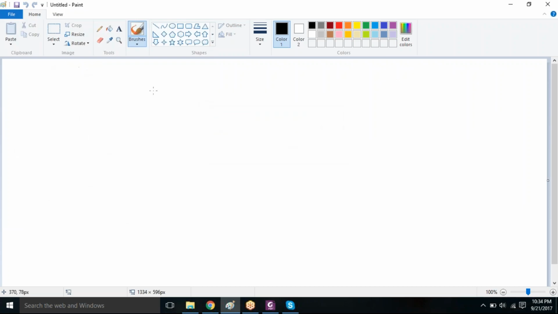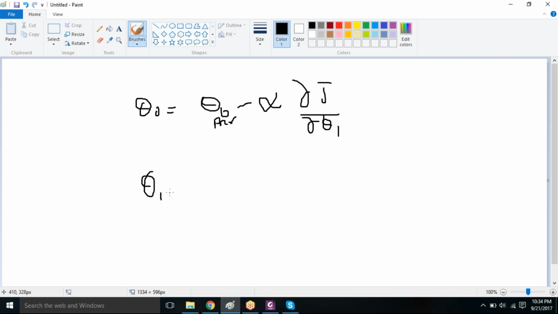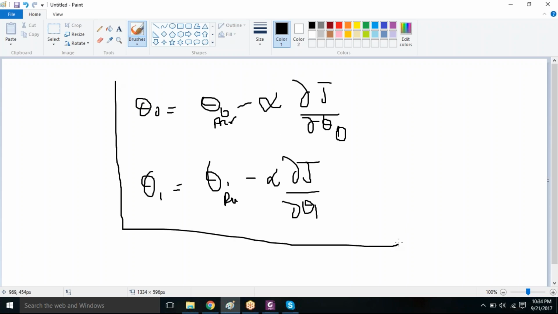Having said that, I will write the updation formula again. Previous minus learning rate, I will come to learning rate again, okay? And theta 1 will be updated in a similar fashion: previous minus alpha times its gradient. Sorry, this is theta 0. So both are updated like this in each iteration of gradient descent.